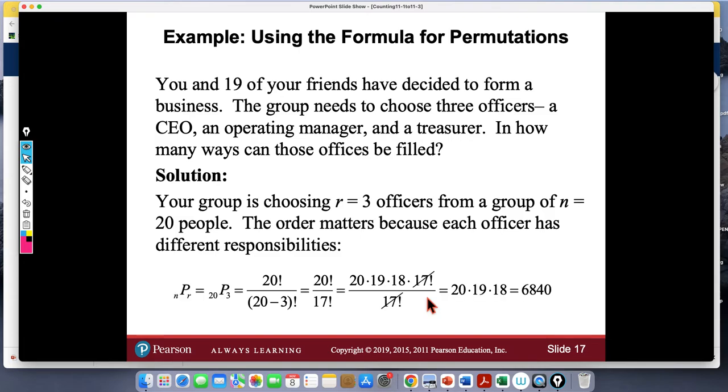Okay. And again, you see they went through the long thing of using the formula, but not too long. They just said, okay, we don't have to worry about 17 on down. We just worry about these 3 slots, multiply it out, there's the 6,840. If you have a permutation calculator like we have, or handheld, you just put 20P3, and that's a permutation.